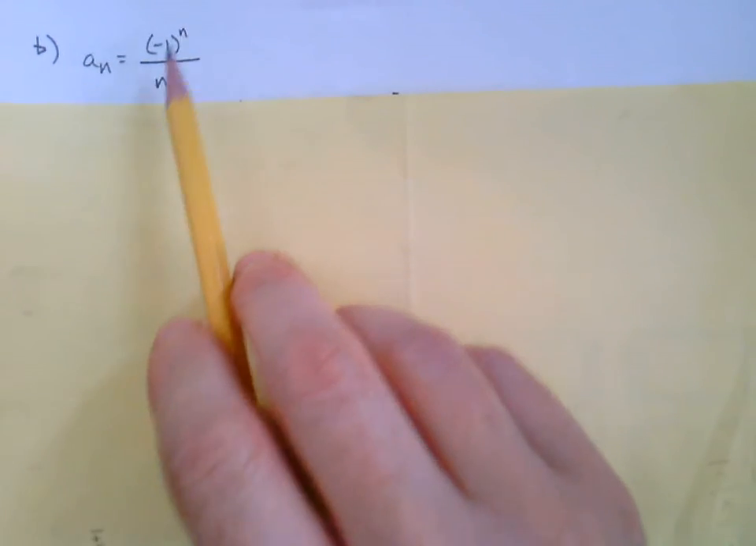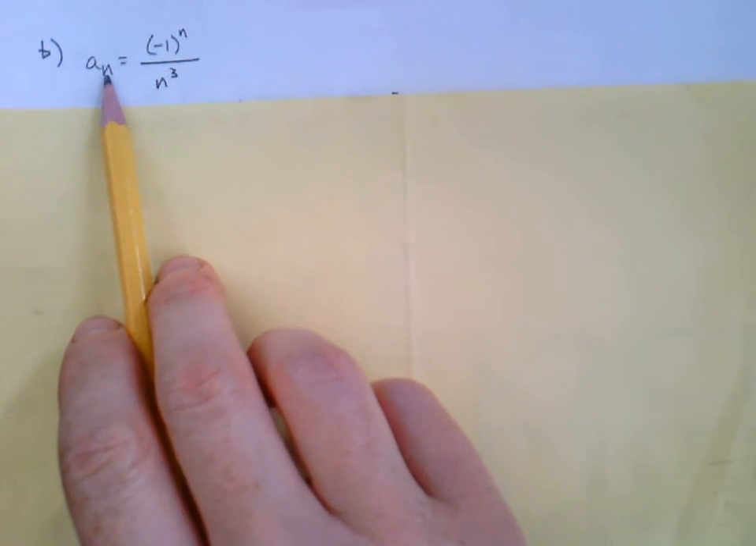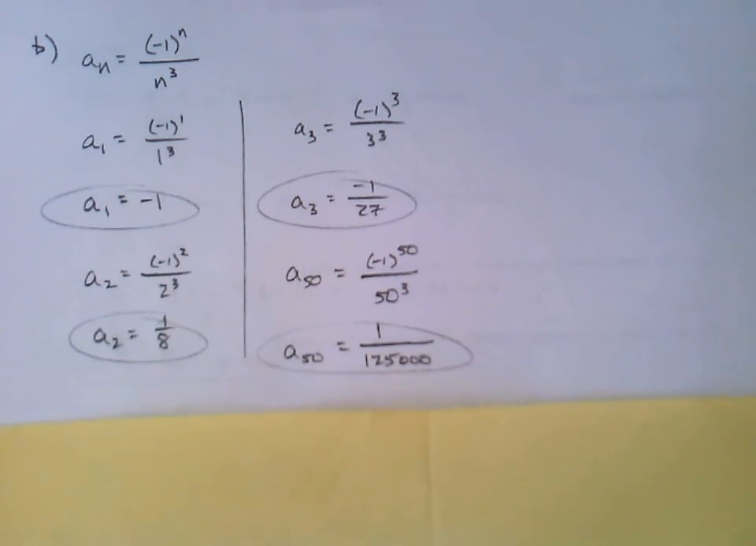How about this? The general term a sub n equals negative 1 raised to the n divided by n to the third. So n appears twice. Well, what does that mean? If you tell me which term number you're looking for, I have to plug that value into both spots. So still here, we'll find the first three terms and the 50th term. Let me just show you everything, and then we'll look at them one at a time.